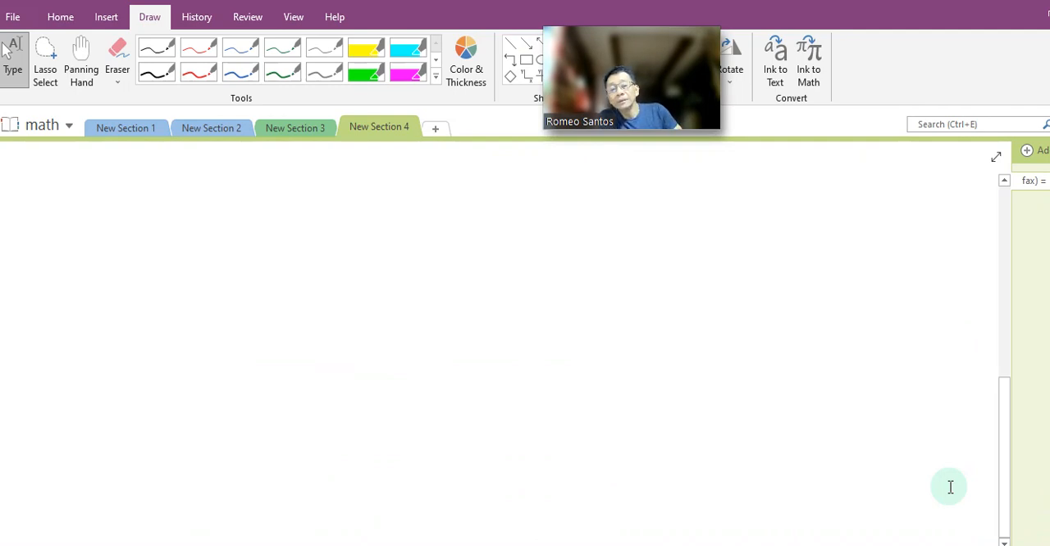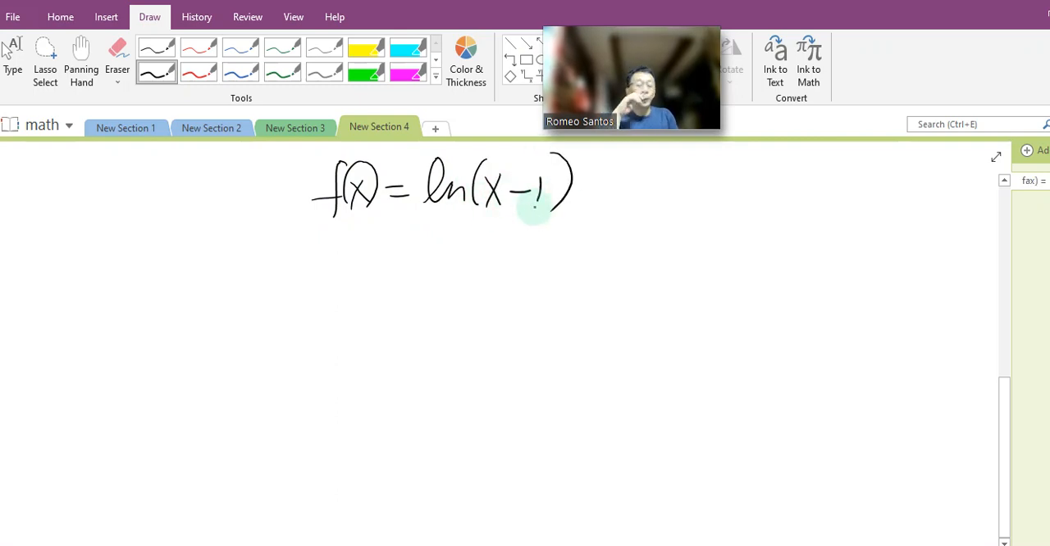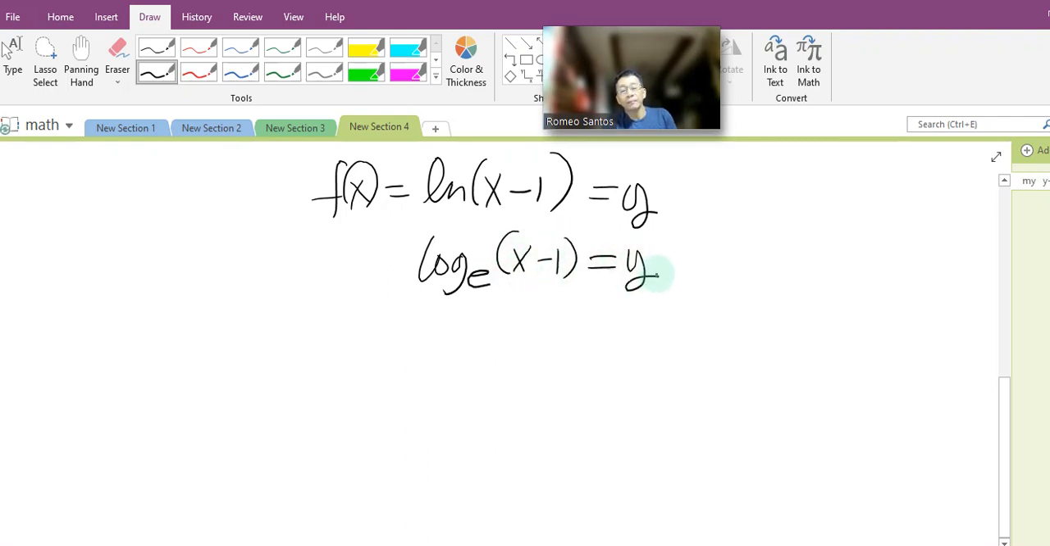Now, when the function f(x) is equal to ln of (x minus 1), if we transform this into its equivalent, this is equal to y. So we know that this is the logarithm to the base e of (x minus 1), this is equal to y. Now, if we transform this into exponential form, this becomes e^y is equal to x minus 1.